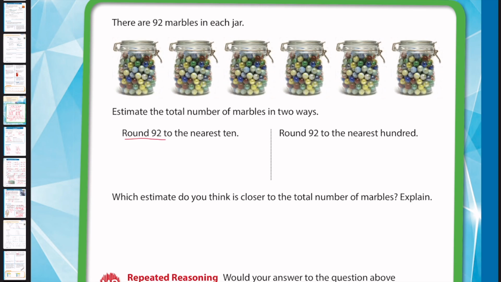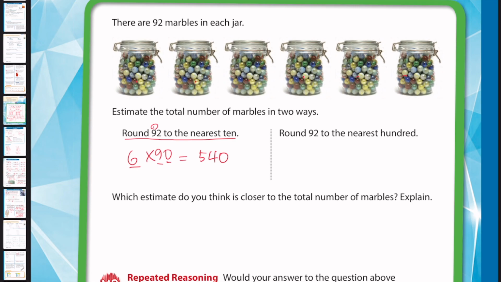Round 92 to the nearest 10, which is going to be 9, I'm sorry, 90. And how many jars are going to be there? 1, 2, 3, 4, 5, 6. 6 times 90, right? So that's what? What is 6 times 9? Yes, 54. And how many zeros? 1 zero.